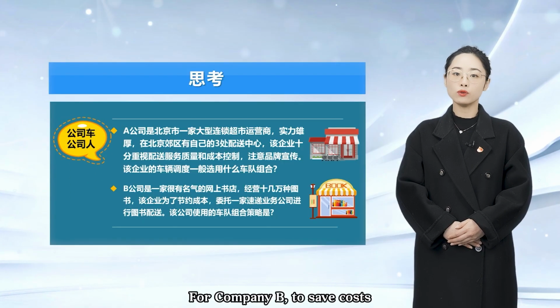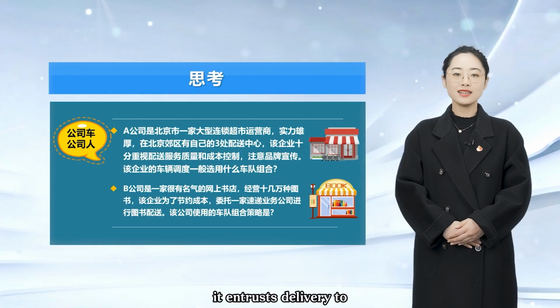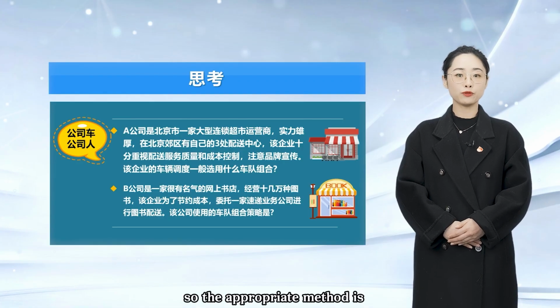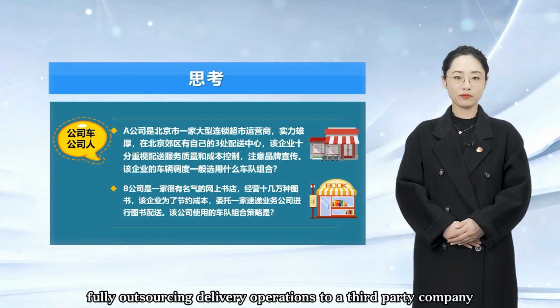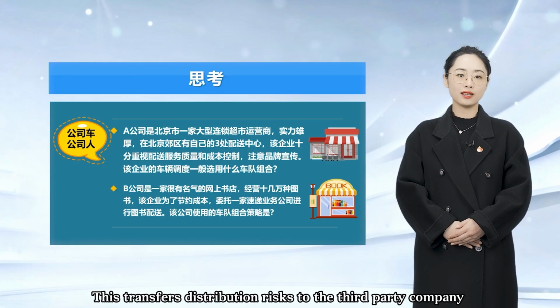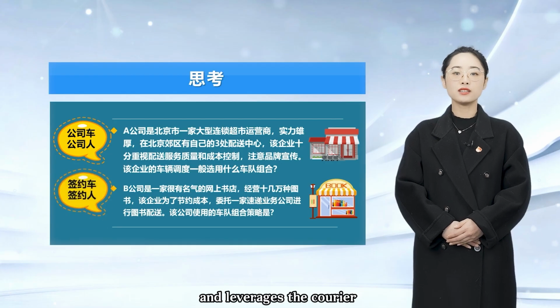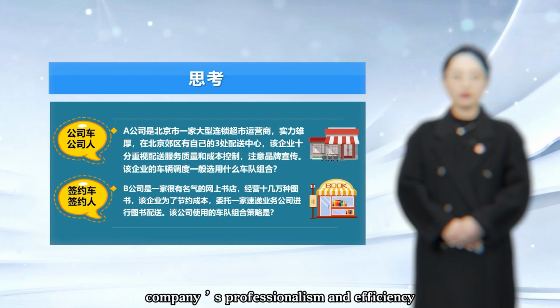For Company B, to save costs, it entrusts delivery to another company, so the appropriate method is contracted vehicles, contracted personnel, fully outsourcing delivery operations to a third-party company. This transfers distribution risks to the third-party company and leverages the courier company's professionalism and efficiency.